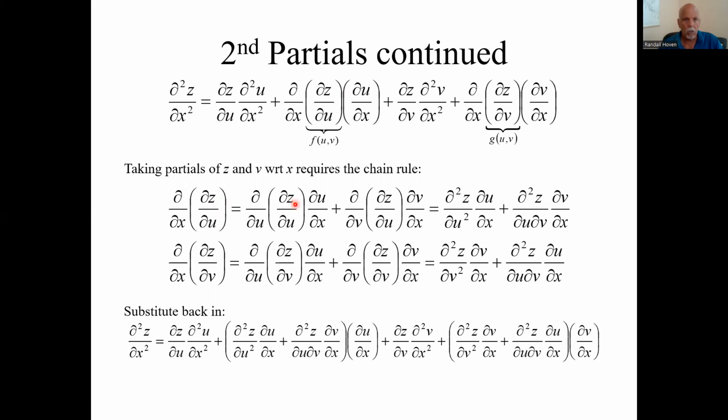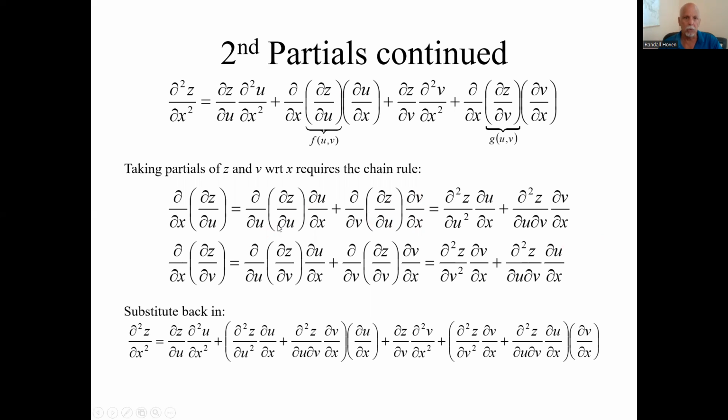Partial of that with respect to u times the partial of u with respect to x, plus the partial with respect to v of this thing with respect to v, and then the partial of v with respect to x. Sorry, this all just looks like hieroglyphics when you look at the whole screen, but you need to follow every step. I'm kind of doing this slowly.